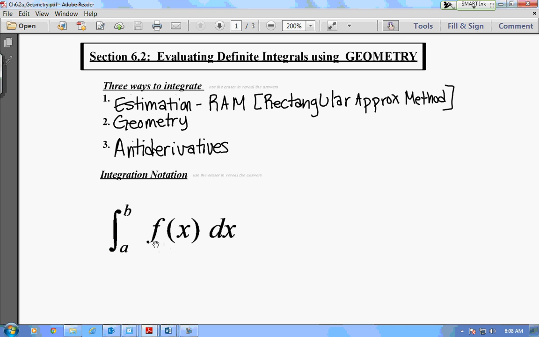Now there's a difference between lowercase f's and capital F's. This is a lowercase f. Once you integrate, it equals capital F. So make sure you're very specific if you're using a capital or lowercase. A is your beginning bound, B is your ending bound. This is called a definite integral because there's a beginning and an ending point at which you're finding the area. Later on we go to infinities and it's indefinite because it goes on forever.